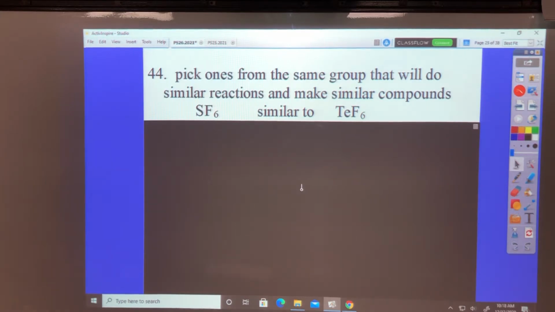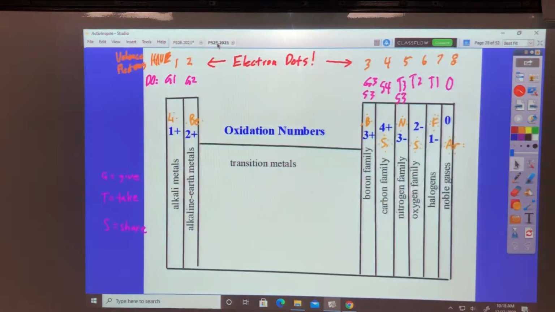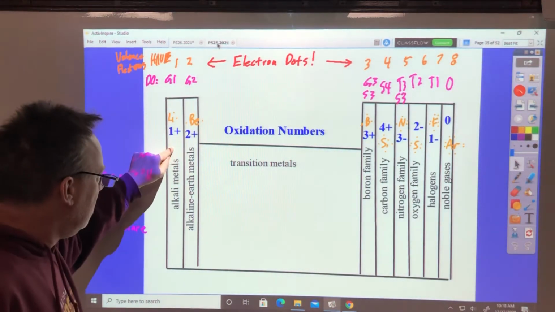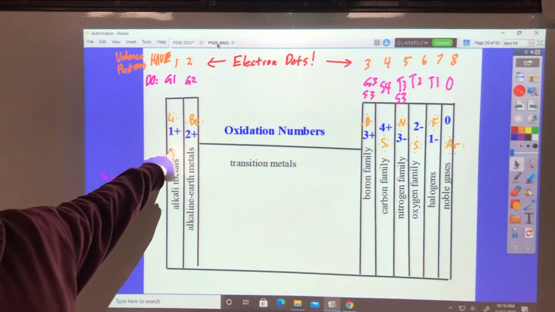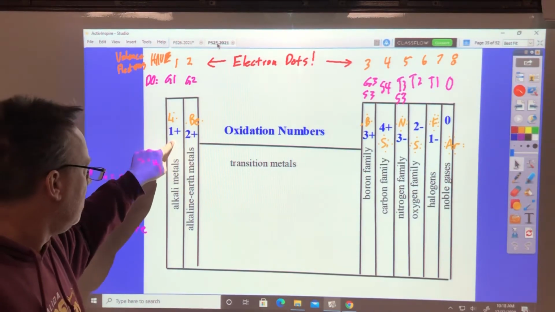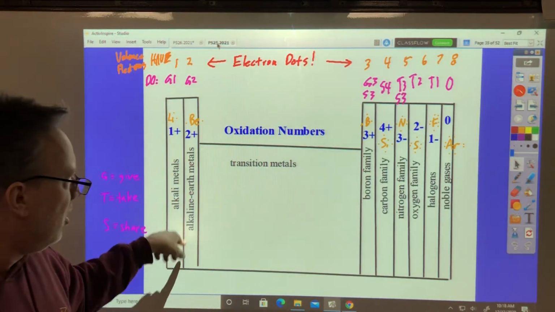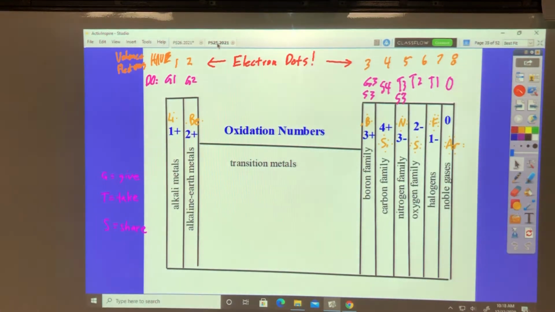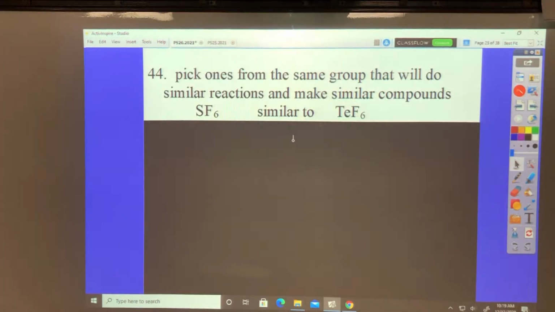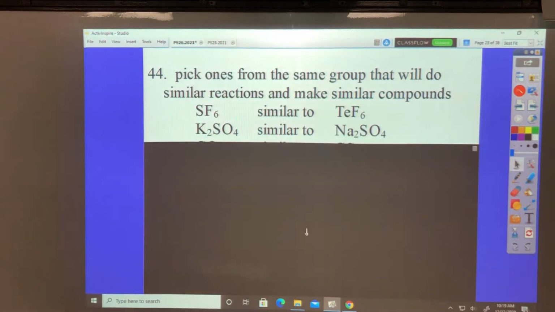The next one, we have potassium sulfate and sodium sulfate or barium sulfate. Okay, potassium is here. Now, which one is in the same column? Sodium's right above it. Sodium sulfate's in the same column. Barium sulfate would be different because barium's in the next column. That's an easy question, really. K2SO4 is similar to Na2SO4.